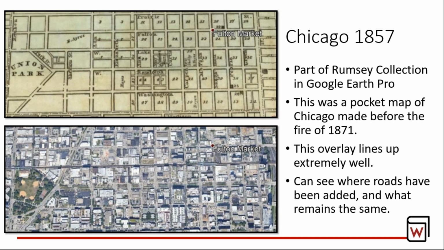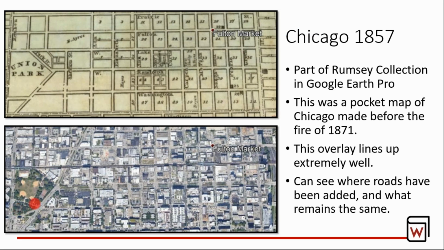Here's an example of part of the Rumsey collection that's already loaded in Google Earth Pro. And this is a map of 1857 Chicago. It was a pocket map. And it's really interesting because it was created before the Chicago fire of 1871. And so you can see how the fire affected certain parts of the city. This map also overlays extremely well with a modern map, and you can easily see some of the changes that have been made over the past 150 years.